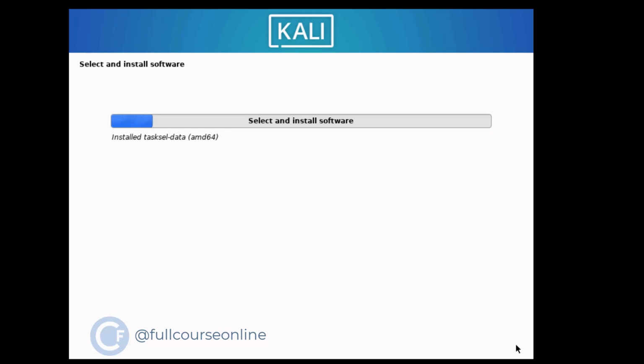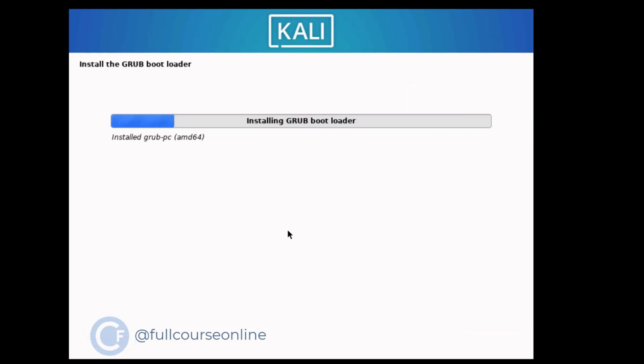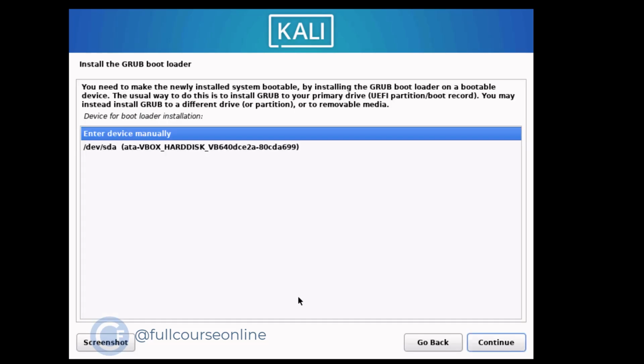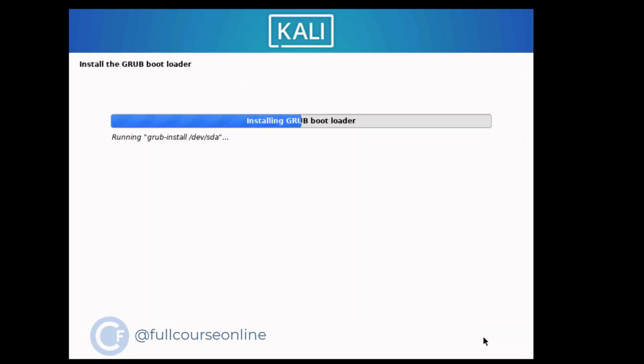This process may take several minutes. Now select the desktop environment. I am selecting XFCE, which is the default. And then click Continue. Please be patient. Then you will be asked to install the Grub bootloader. Select Yes. Choose the virtual disk. Usually it is SDA. After this, the installation will finish.